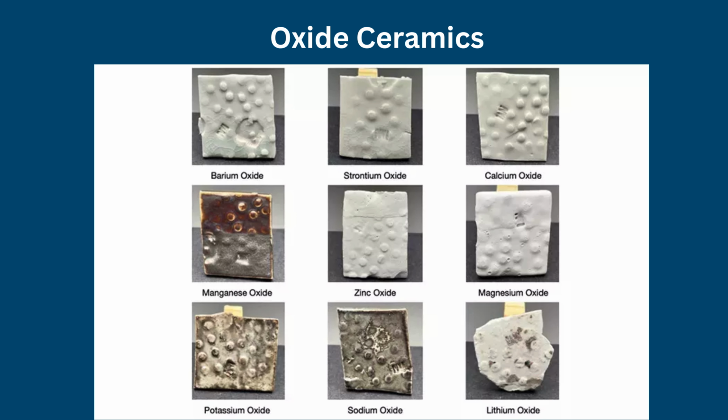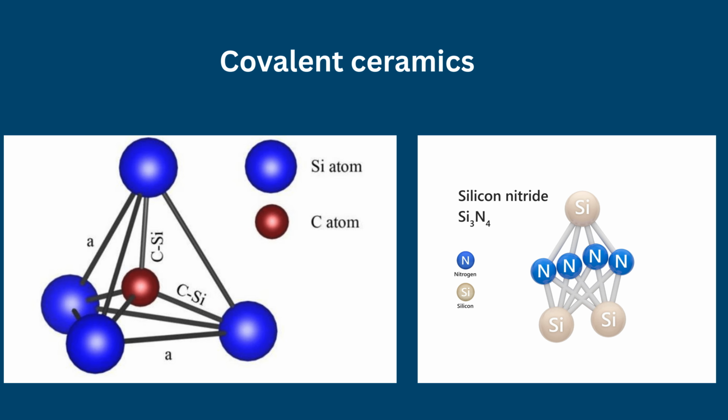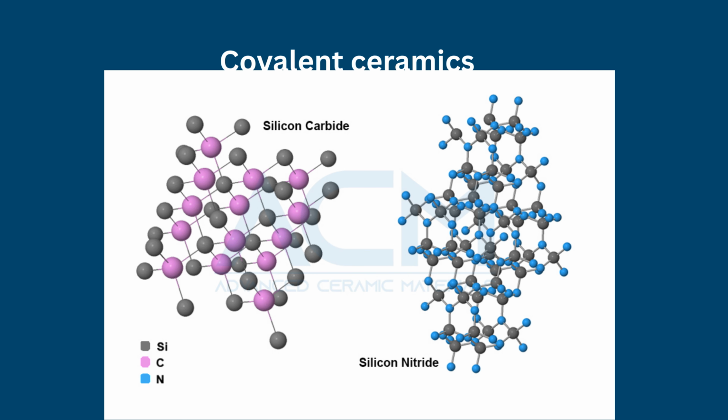Oxide ceramics, such as alumina, Al2O3, and magnesium oxide, MgO, are typical examples of predominantly ionic ceramics. Covalent bonding involves the sharing of electrons between atoms with similar electronegativities. Non-oxide ceramics, such as silicon carbide, SiC, and silicon nitride, Si3N4, exhibit strong covalent bonding. Covalent ceramics generally possess superior hardness, high temperature strength, and chemical inertness.